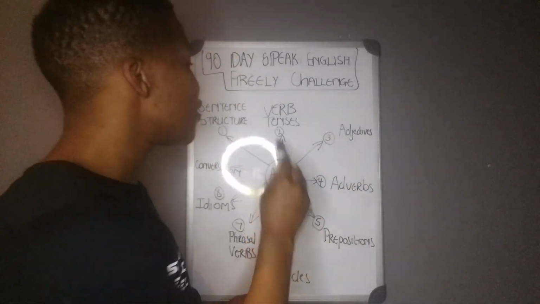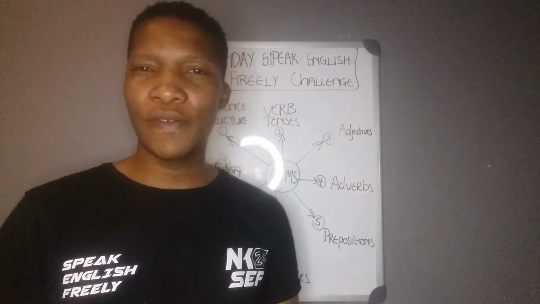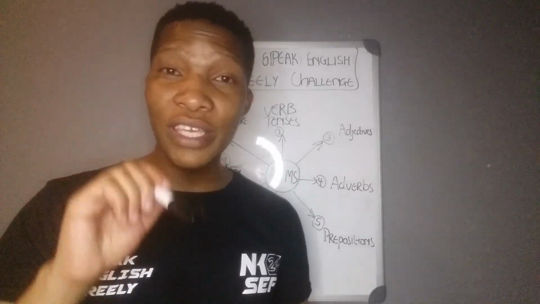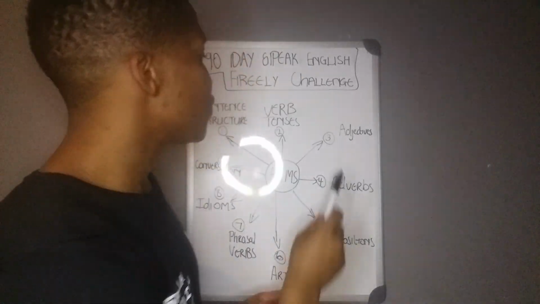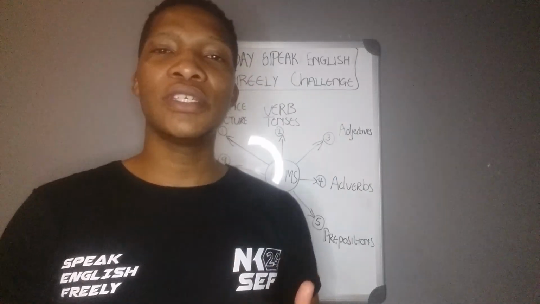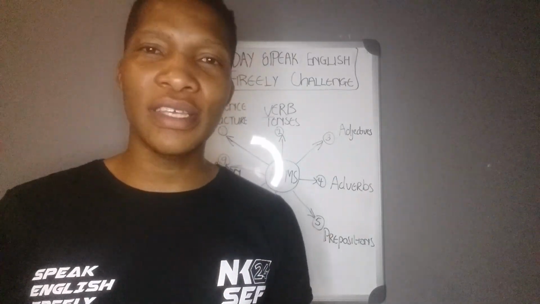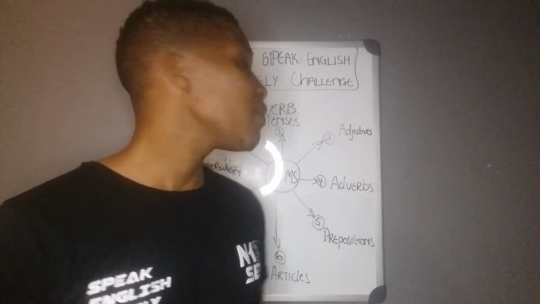We're going to talk about verb tenses. There are about 12 to 15 verb tenses. We're going to cover each one and the do's and don'ts of each one. We're also going to do adjectives. English speaking, conversation is about describing things, and that's what adjectives are. You have to learn how to describe things.